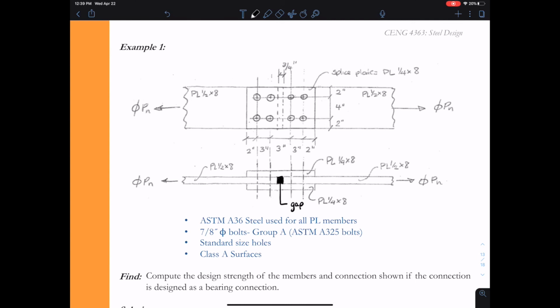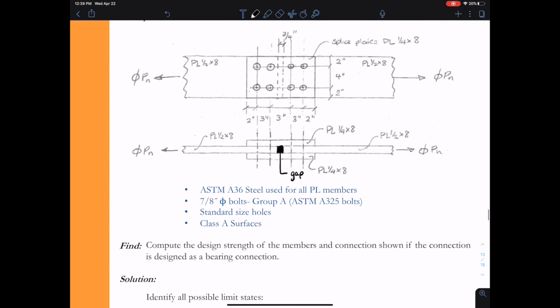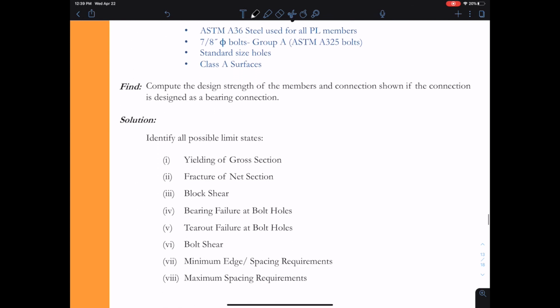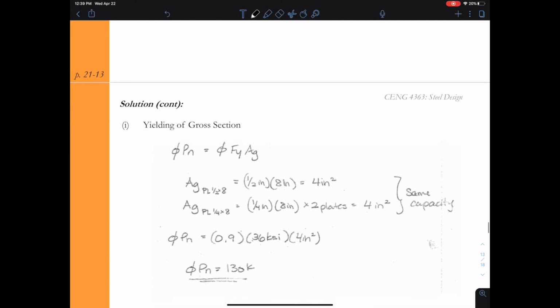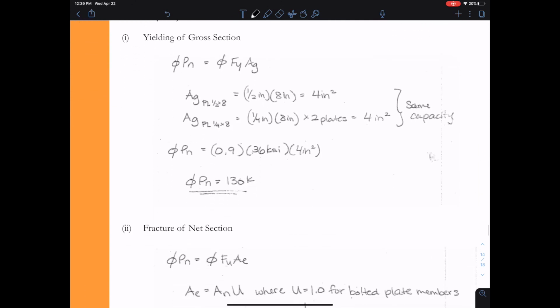We are asked to compute the design strength of the members and connections shown if the connection is to be designed as a bearing type connection. The first thing I want to do is find all the possible limit states, and this is quite a list. So we have yielding of the gross section, fracture of the net section, block shear, so these are all our member limit states. Then we have the bearing failure at the bolt holes and tear out failure at the bolt holes. We have bolt shear, minimum edge and spacing requirements, as well as maximum edge and spacing requirements.